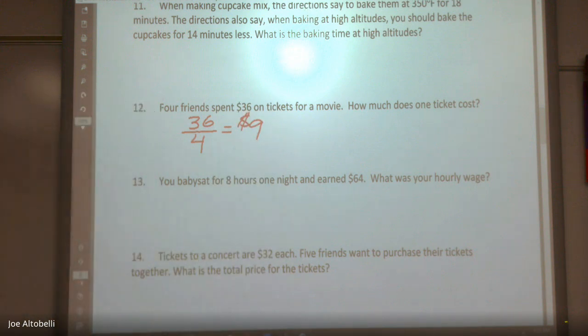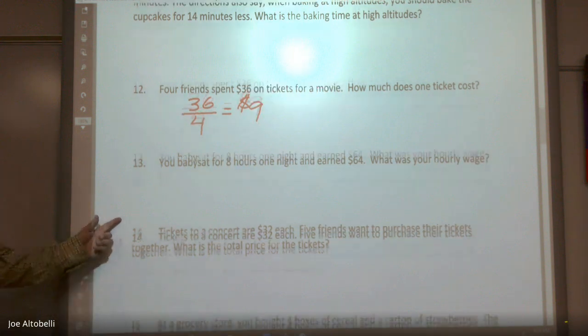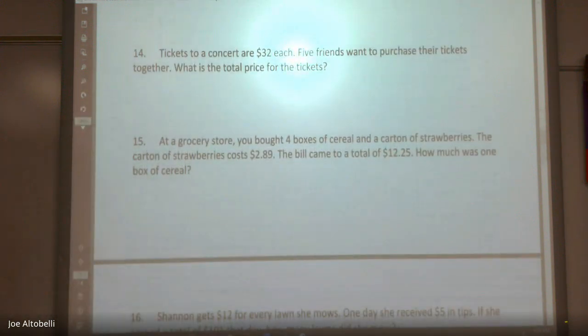That's going to be $9. Okay? 36 divided by 4 is 9. Number 15. At a grocery store, you bought 4 boxes of cereal and a carton of strawberries.